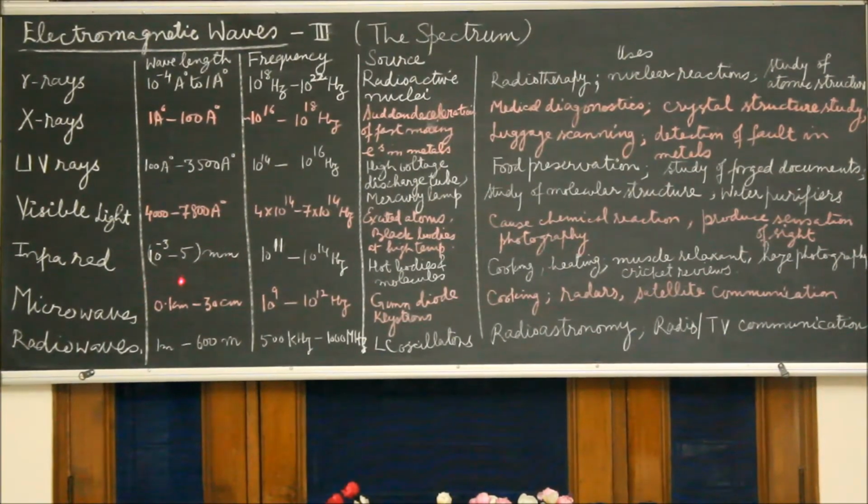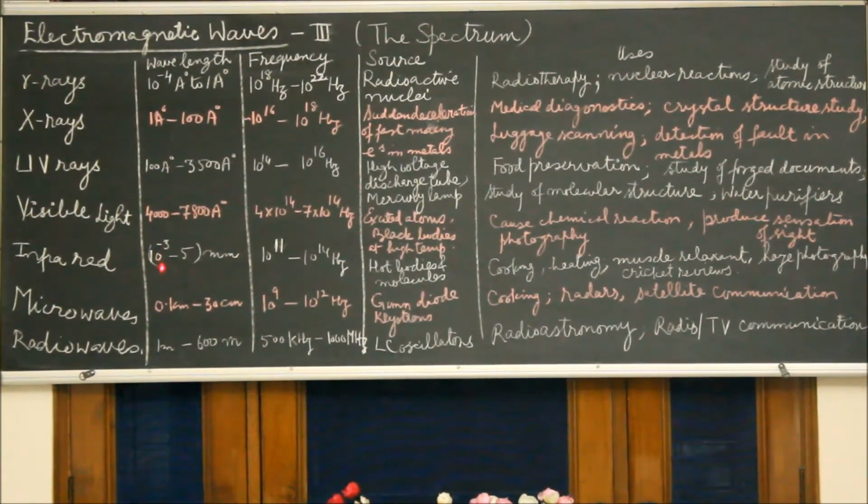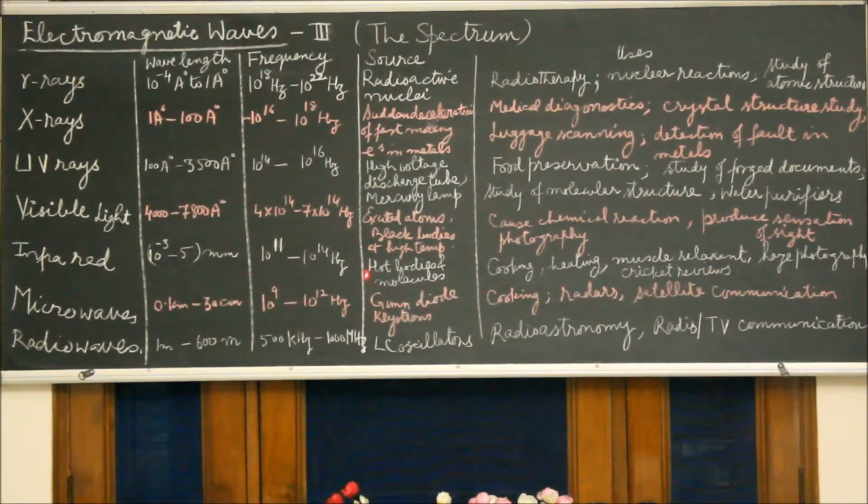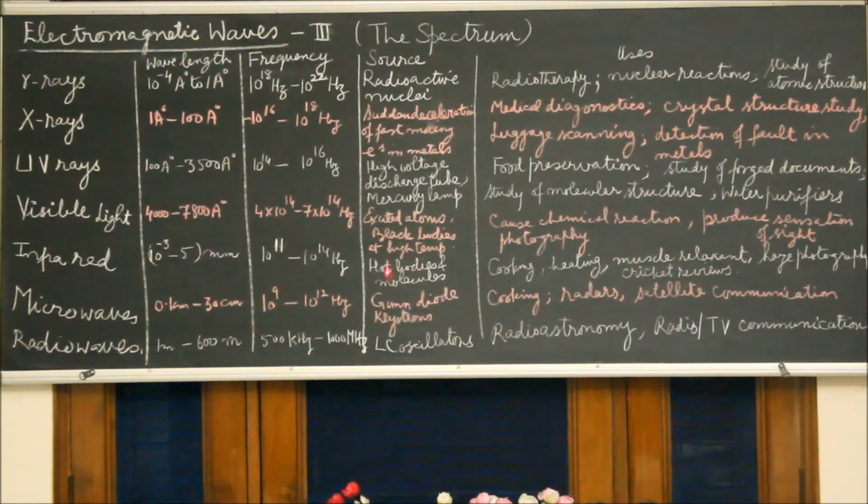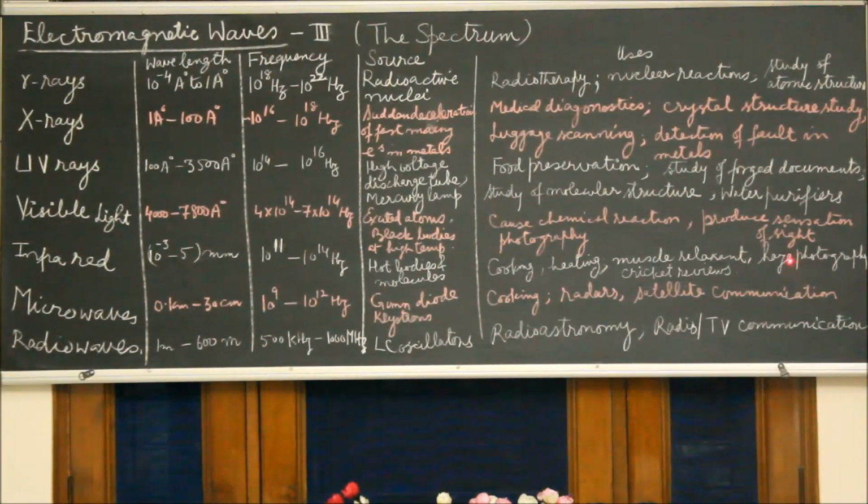Infrared rays have the wavelength range 10 to the power minus 3 millimeter to about 5 millimeter. They are produced by hot bodies and molecules which are excited. They are used in cooking and heating. They also relax muscular pain. They are used in haze photography in the absence of visible light, and they are also used in cricket reviews these days.